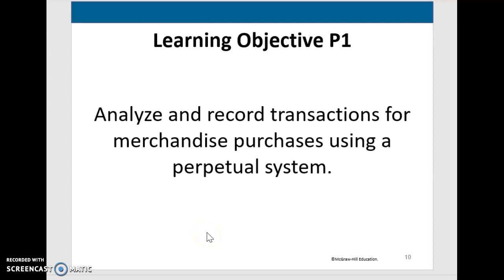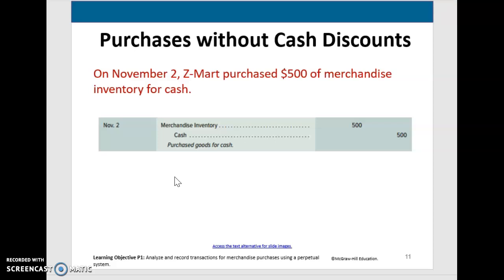In this lesson, we're going to start to take a look at how we record those transactions for the merchandise purchases. And this, again, will be using the perpetual system.